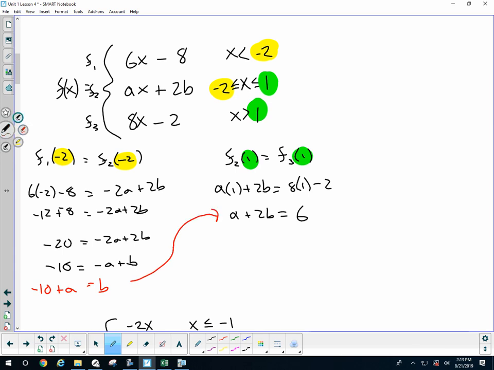You could do this numerous ways. Just pick a way and make sure you are careful and neat and orderly and you're getting everything correct. a plus 2 times b. You get a plus negative 20 plus a equals 6. 2a equals 26. a is equal to 26 divided by 2, which is 13.